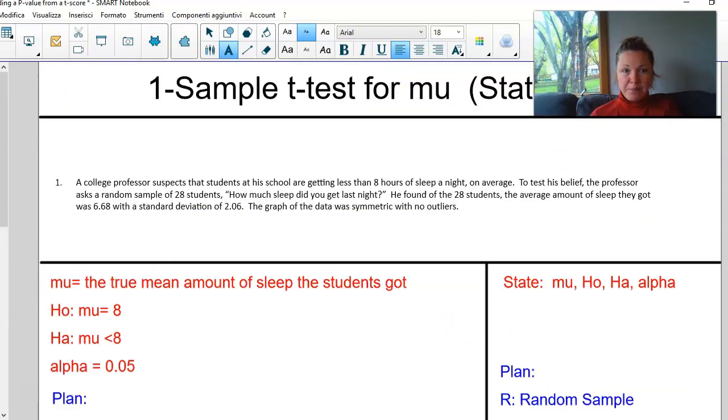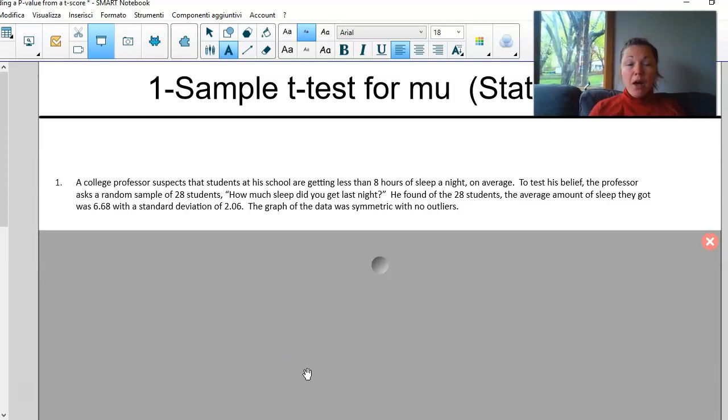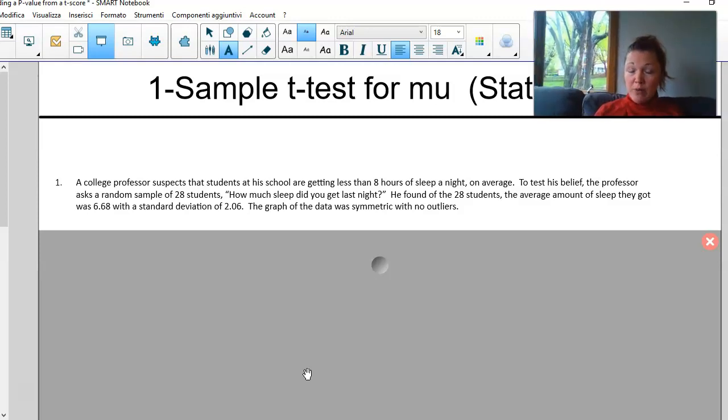practice it once. So here's our problem. A college professor suspects that students at his school are getting less than 8 hours of sleep a night on average. To test his belief, the professor asks a random sample of 28 students, "How much sleep did you get last night?" Of the 28 students, the average amount of sleep was 6.68 with a standard deviation of 2.06. The graph of the data was symmetric with no outliers.